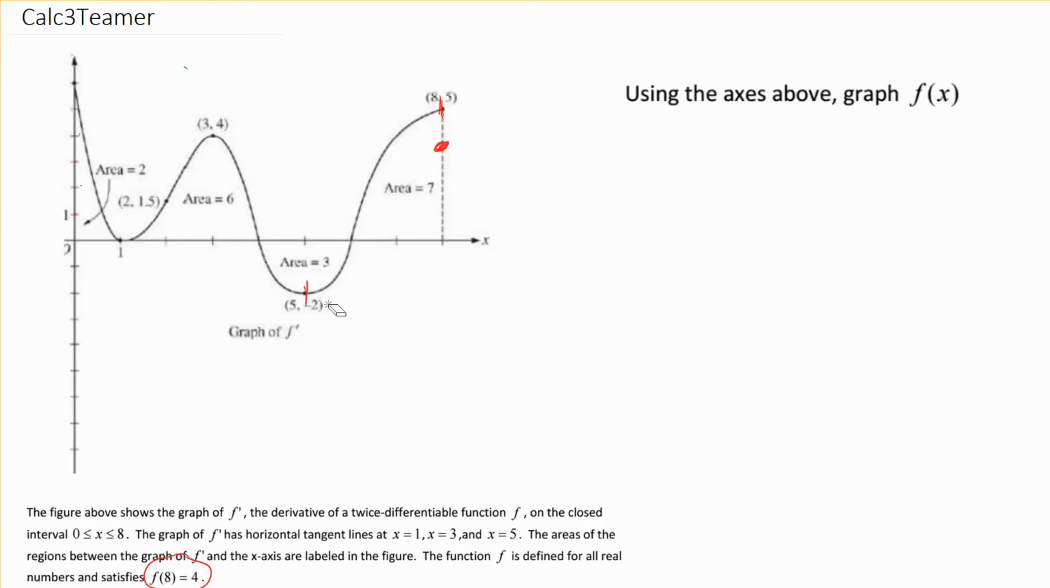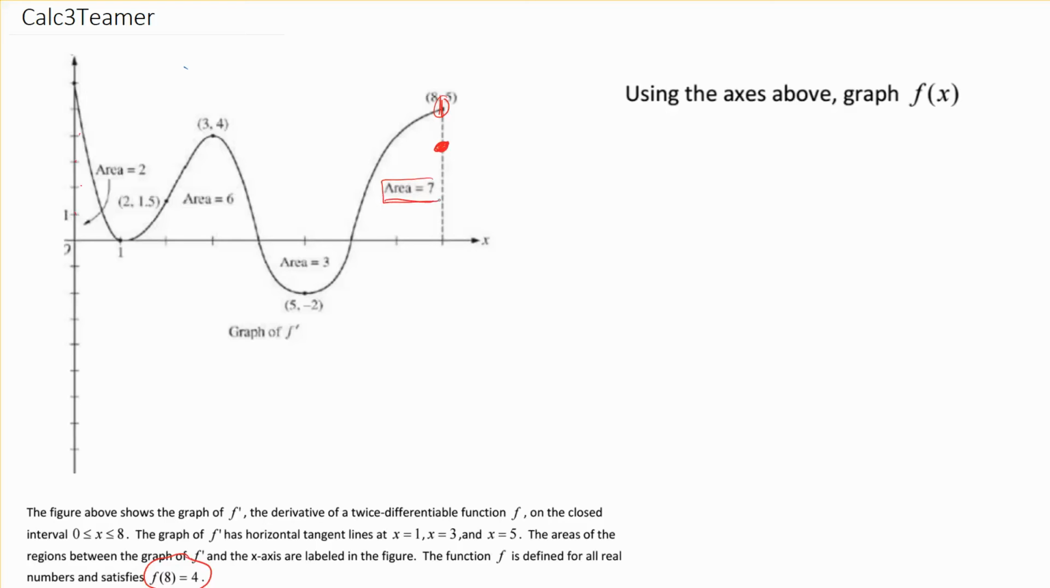This function, or this derivative, is positive from here to here. That means it's increasing. We already discussed that this is a minimum, so I need a minimum somewhere around here. Now we don't know where that is unless we talk about the areas. The areas are important here. Areas of derivatives tell us y values of functions.